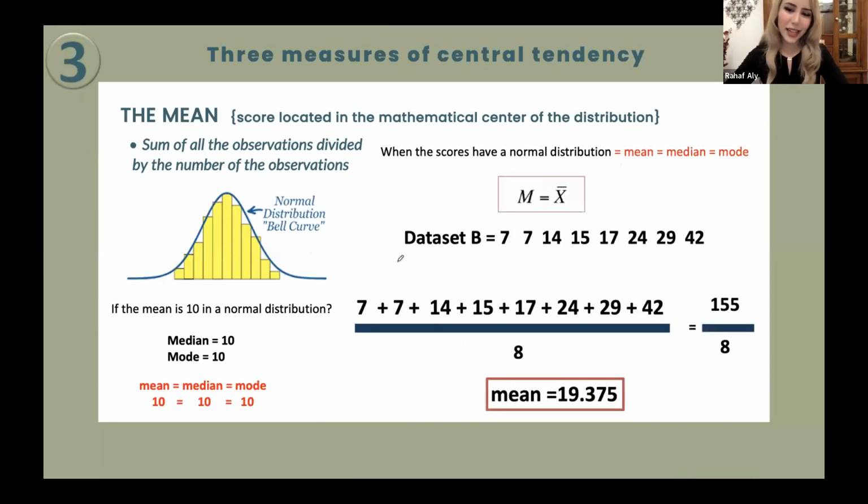But how can we find it in a data set? It's very easy. We already did this multiple times. So let's just discuss it one last time. We add all of them over the number of variables. So we added each one over 8, which gave us 155 over 8. And the mean is 19.375.